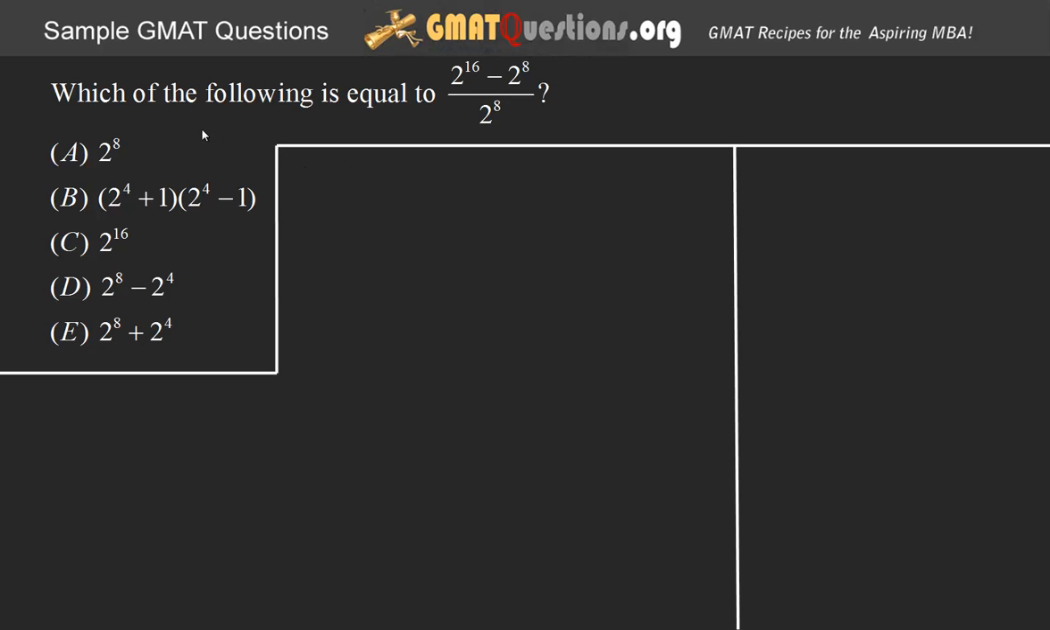Let's read the question. Which of the following is equal to (2^16 − 2^8) / 2^8? I believe this question is a little bit easier than the previous one, question 1. We're still going to be dealing with factorization in order to solve the question. But here, the type of factorization is what I call the common factor. I'm going to extract a common factor from the top and then simplify. Okay, let's go to work here.